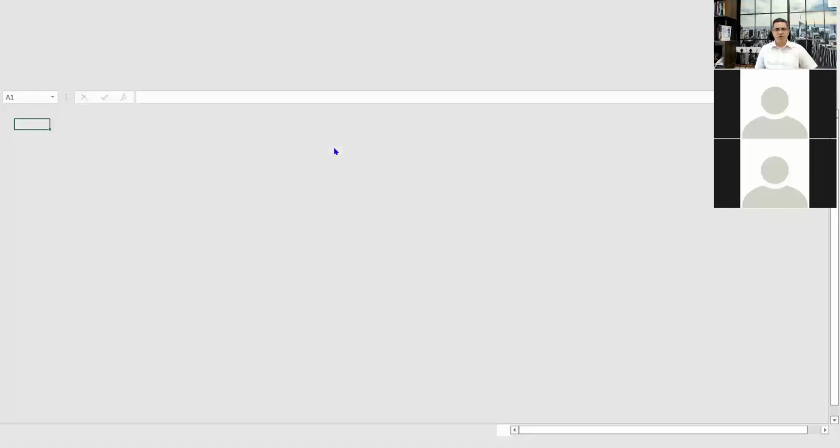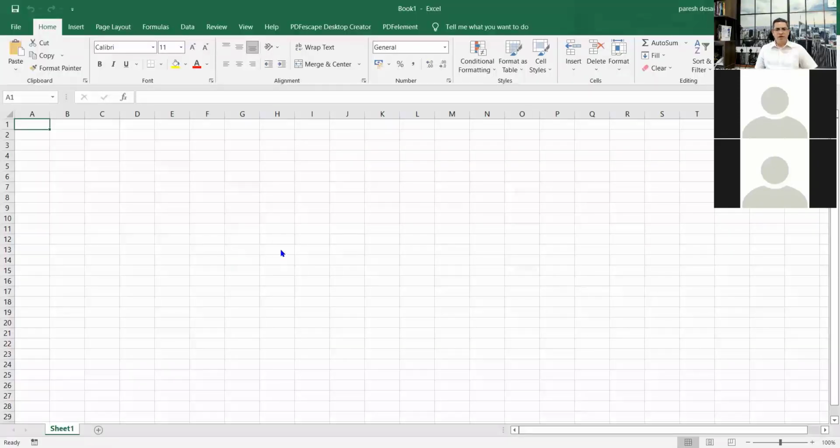ठीक है, so for this I would like to go to an Excel sheet, and I'll open a blank Excel sheet and try to make you understand what the EMA concept is. Okay, so first of all we'll understand what the moving average concept is.